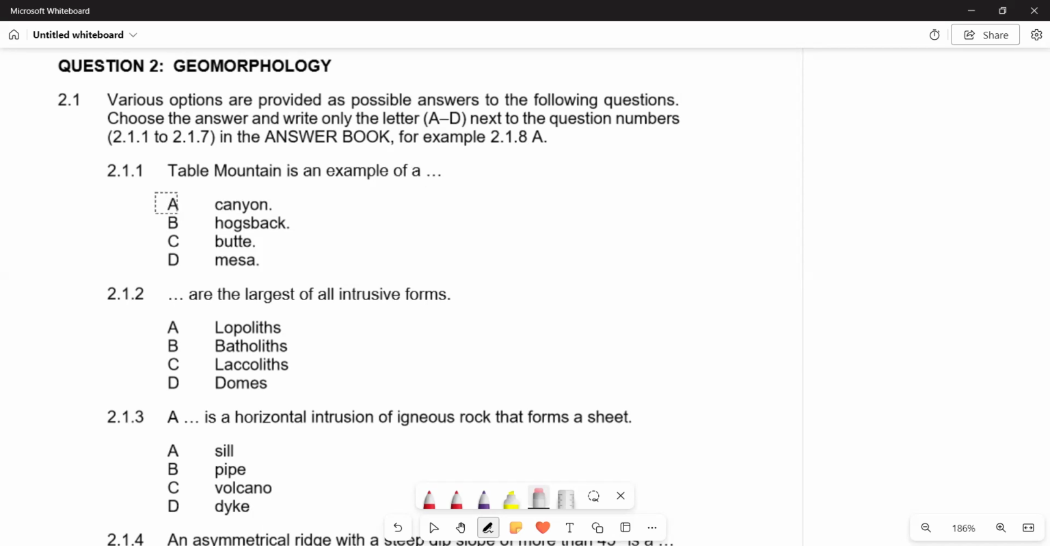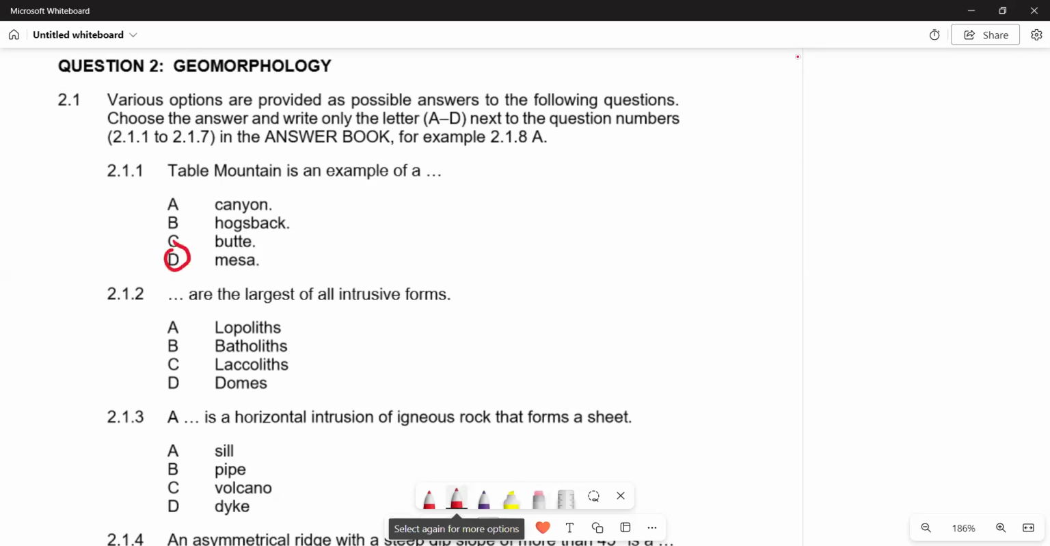So we go to the first question, that is 2.1.1, and it reads, Table Mountain is an example of, but we know that a Table Mountain is a flat-topped mountain. Usually, it is presented as a flat-topped mountain. According to the responses that we have, A, canyon, B, Hogsback, C, Butte, and D, Mesa. I would say the most appropriate, correct answer is D, that is the Mesa.